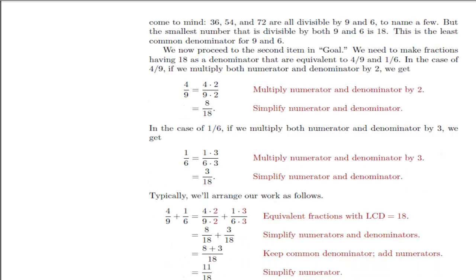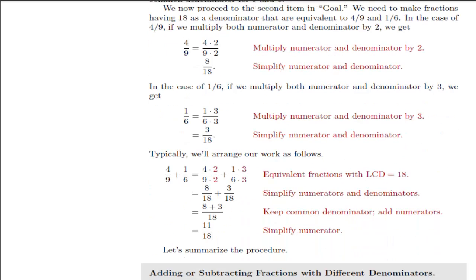Typically, we'll arrange our work as follows. 4/9 plus 1/6 equals (4 times 2)/(9 times 2) plus (1 times 3)/(6 times 3). 4 times 2 in the first fraction is 8, and 9 times 2 in the denominator of the first fraction is 18. 1 times 3 in the numerator of the second fraction is 3, and 6 times 3 in the second fraction denominator is 18.